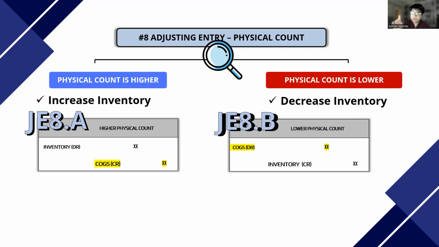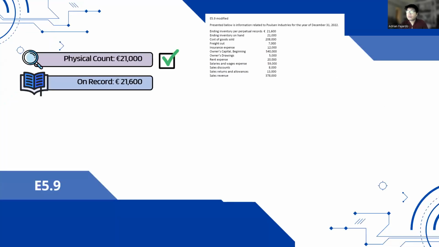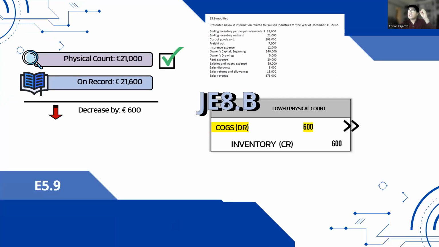And then lastly, closing. So, again, to highlight, there will always be a physical count. Regardless of whether perpetual or periodic, there will always be a physical count. And you compare your records to your actual account. And we always follow the actual count.